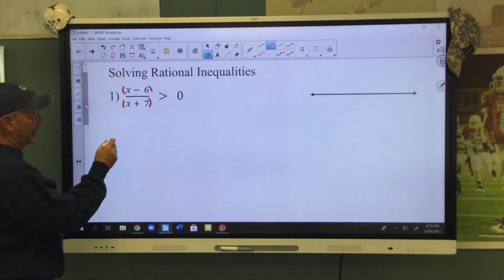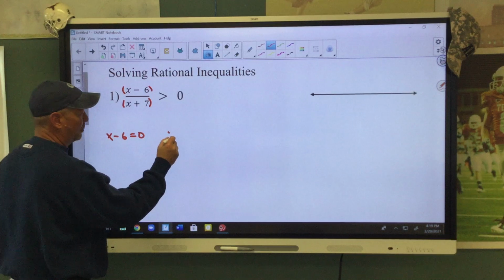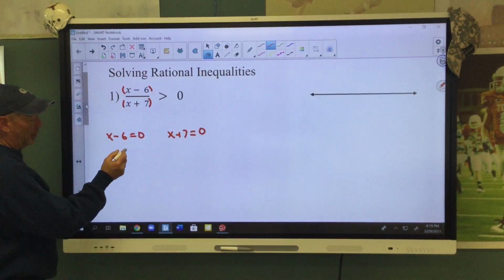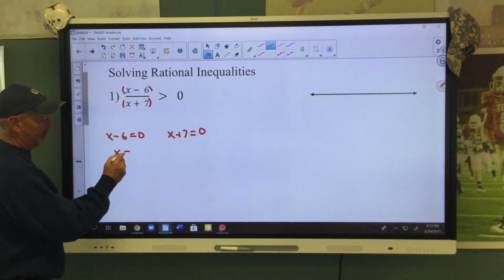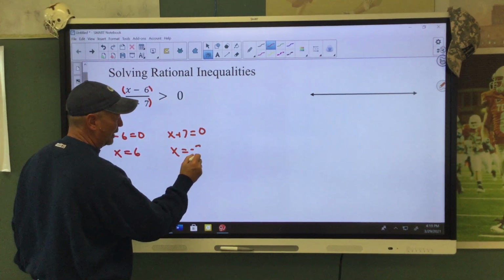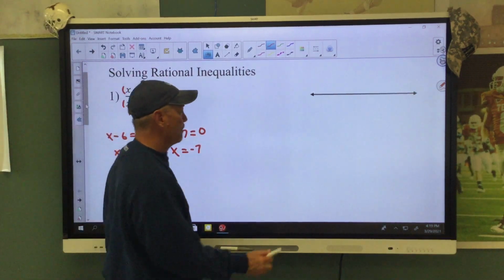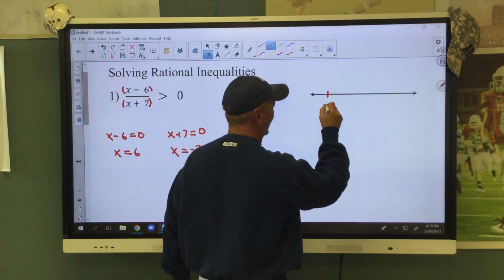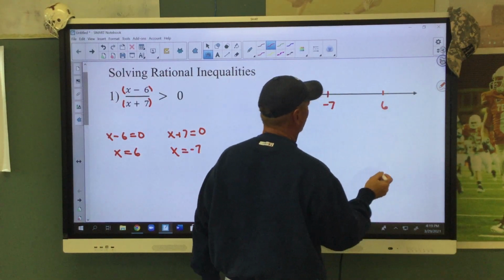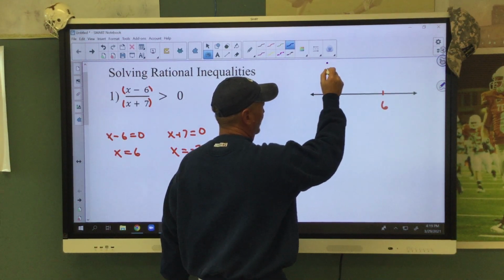I'm going to ask you to set it equal to 0. X minus 6 equals 0. X plus 7 equals 0. You're going to add 6 and get x equals 6. You're going to subtract 7. You're going to get x equals a negative 7. These are the numbers that we're going to put on our number line. We're going to have a negative 7. We're going to have a positive 6. And we're going to treat these as different zones.